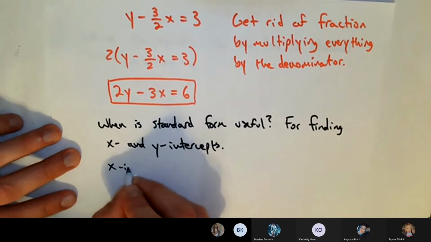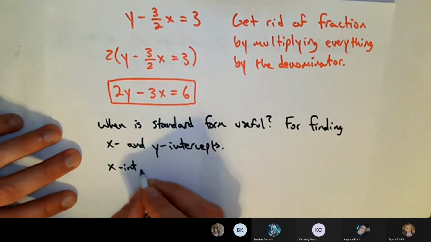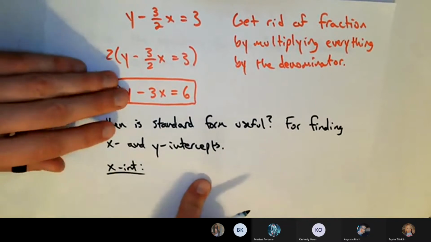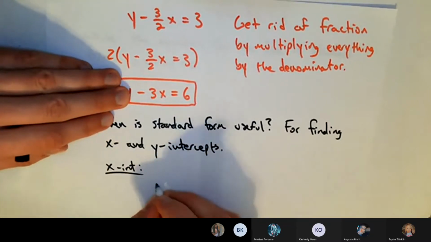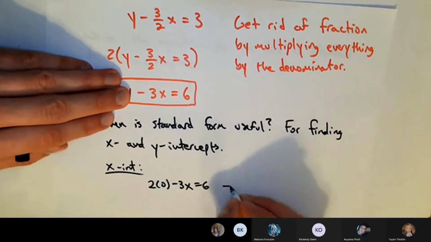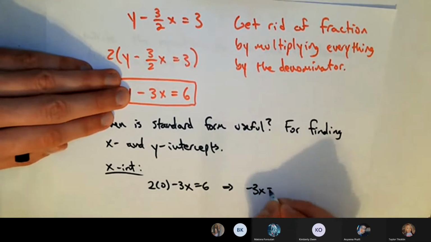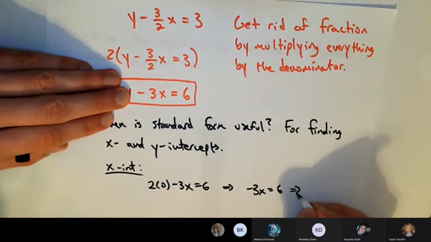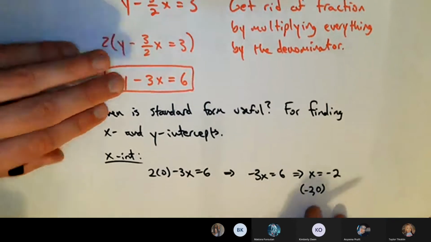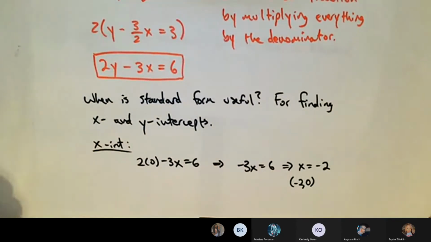If I wanted to find the x-intercept of this equation, I set y equal to 0, which effectively just zeroes that term out, and I just have 2 times 0 minus 3x is equal to 6, and that's going to be negative 3x is equal to 6. So x is -2, just dividing by -3 on both sides. So my x-intercept is -2, 0.